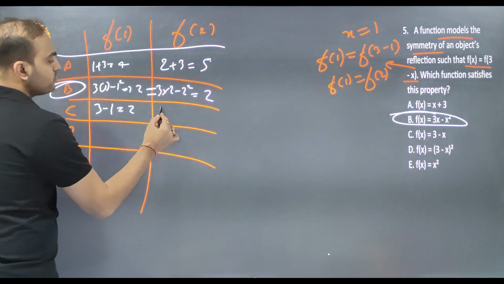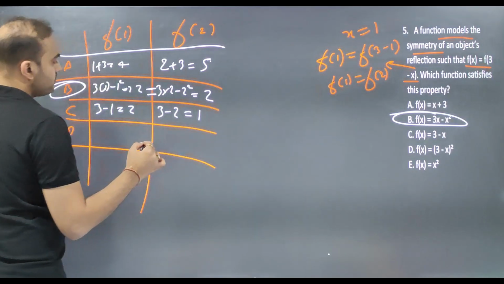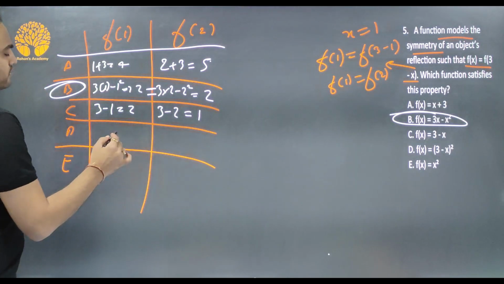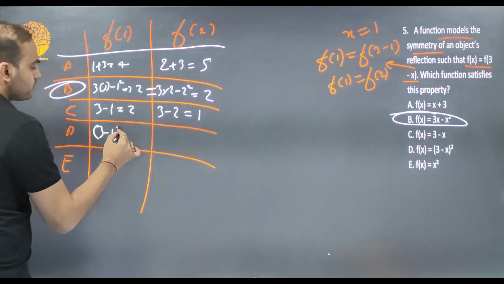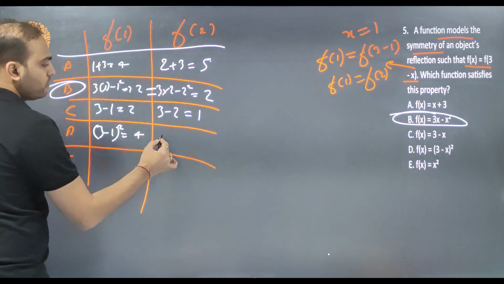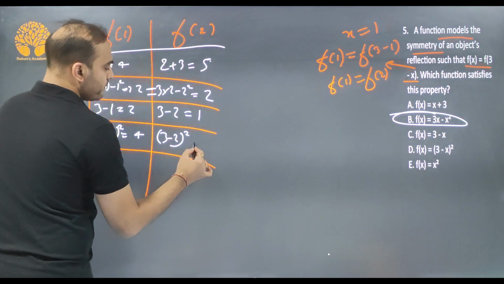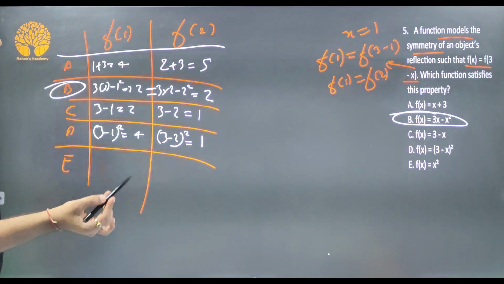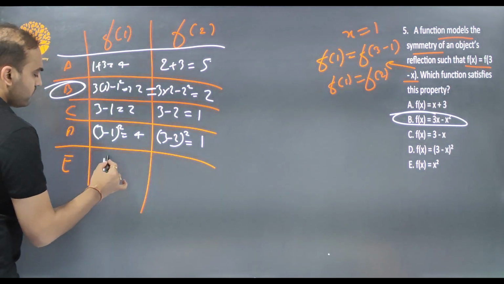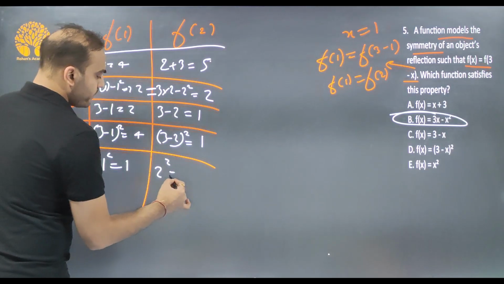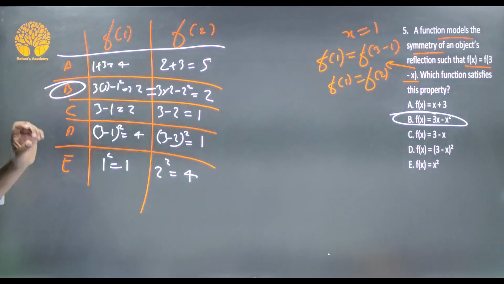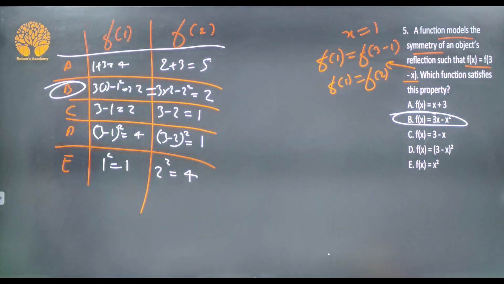3 minus 1 is 2. 3 minus 2 is 1. Not same, right? 3 minus 1 whole square, which is 2 square, which is 4. 3 minus 2 whole square, which is 1 square, which is 1. X square, 1 square, 2 square. So it's only B for which it is same, right?